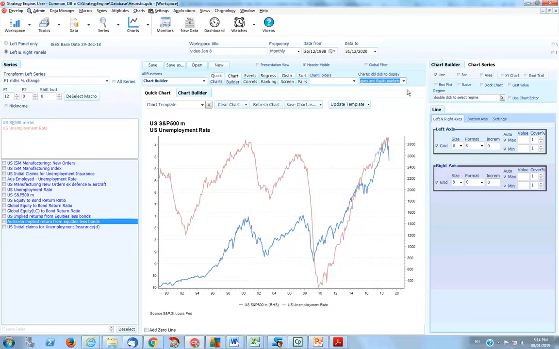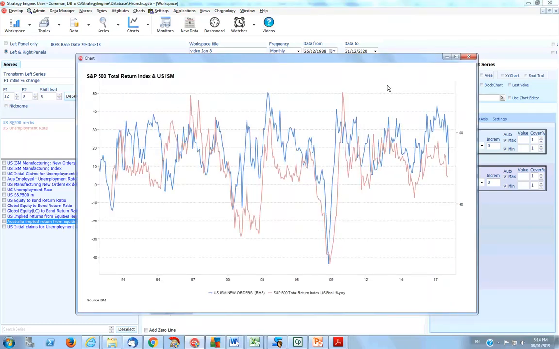Now I want to have a look at the relationship between the equity market and the US ISM. And what we're looking at here is the ISM New Orders Index. That's on the right-hand scale. And if I just add some more recent data here, the left-hand scale is real returns from US equities.